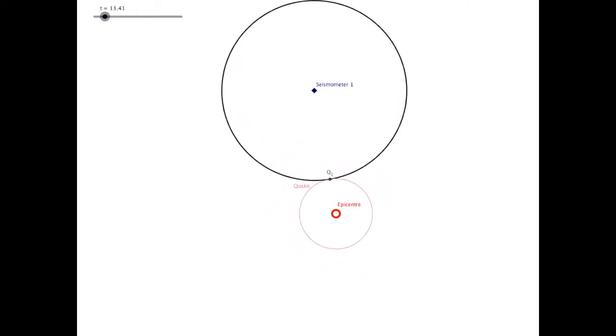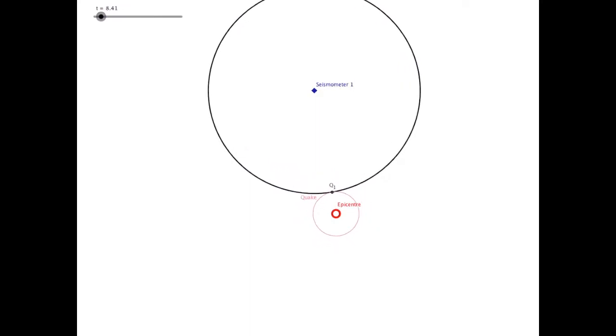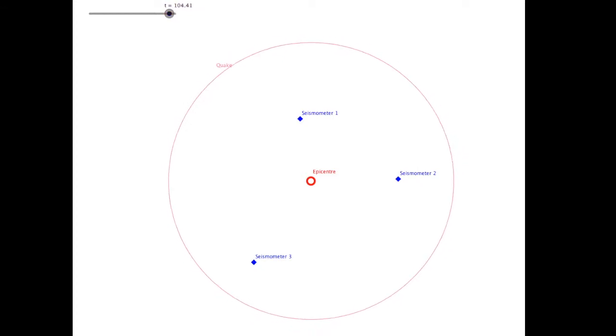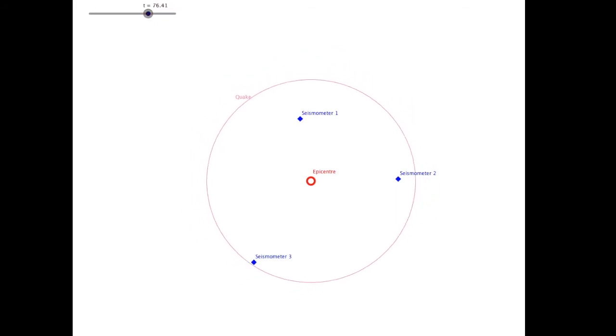So how can we find the epicenter? Well, what we need is three seismometers. With three seismometers, we can do something called triangulation. Here's how it works. The seismometer that detected the earthquake last must be the furthest away. So let's start our circle there.